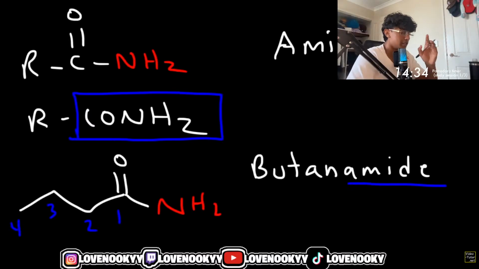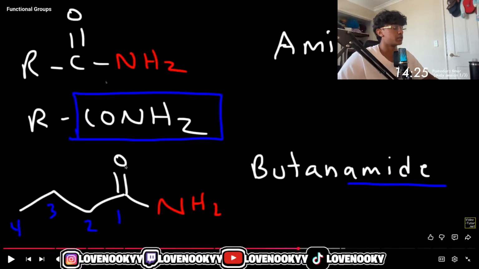Why, you may ask, is there no number? Good question. You only put a number so you can get the order of which carbon. This could be 1, but this could also be 1. It doesn't matter because since 4 is an even number, if it's here, it's the same thing. So the 2 doesn't matter.